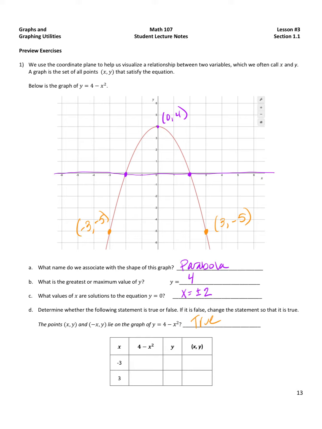Right, this little table was to help us see that. So you take -3, plug it into 4 minus x squared, you get -5. So the y value is -5 and the point is (-3, -5). And then if you plug 3 in, 4 minus x squared is -5, which means the y coordinate is -5, which means the point is positive 3, -5.